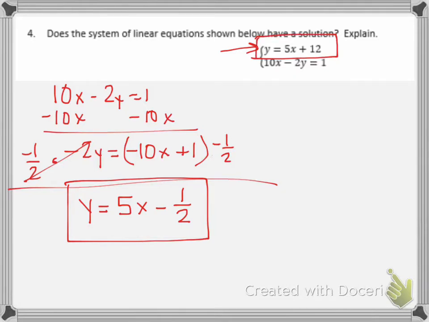And since the slopes are the same, but their y-intercepts are different, these lines are parallel, meaning they will never cross. There is no solution. Okay, no solution. No intersection, no solution.